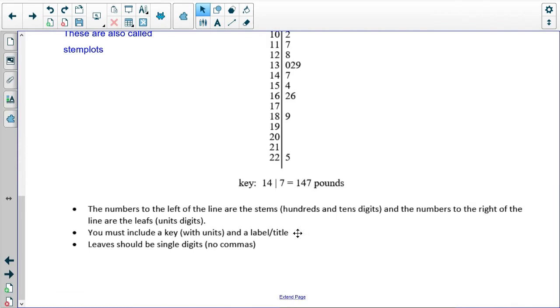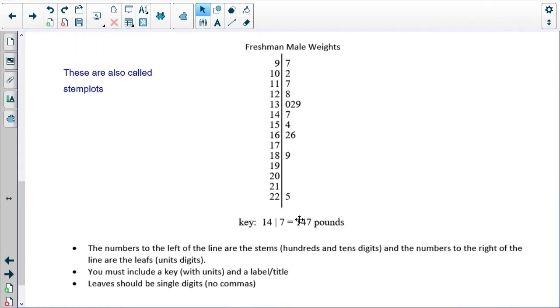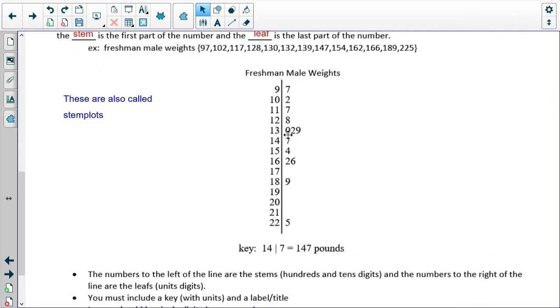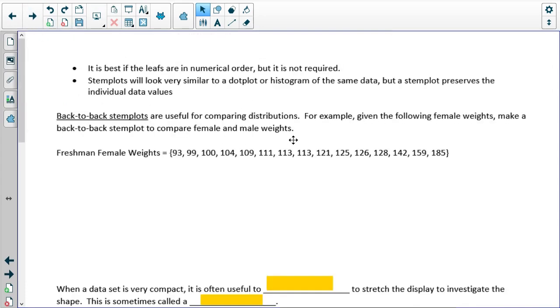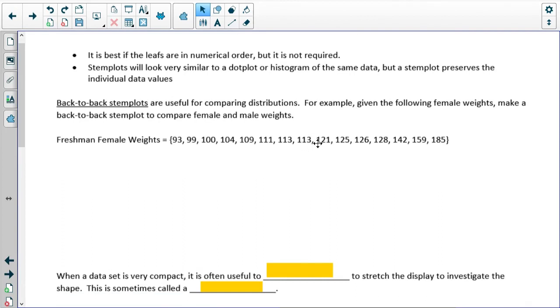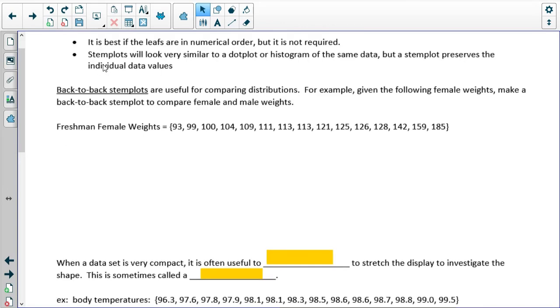You want to label it with a title, and leaves should be single digits. So for example, 130, 132, and 139, these numbers over here have to be single digits or else it's very confusing. So all leaves have to be single digits. It's best if the leaves are in numerical order, but it's not required, and stem plots look very similar to a dot plot or a histogram tilted to the side, with the stem plot preserving the data. Back-to-back stem plots are very useful for comparing distributions.